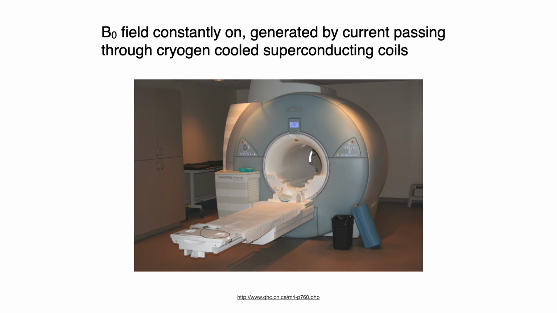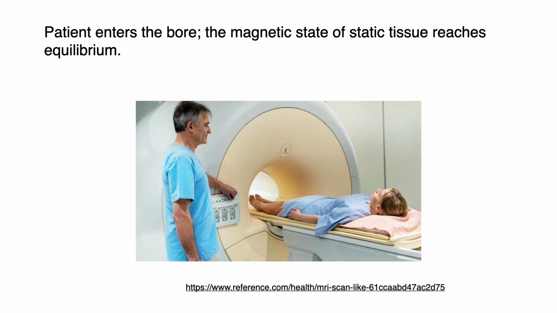The B0 field is constantly on in an MRI machine. It's generated by currents passing through cryogen-cooled superconducting coils that are under the plastic sheath. The patient lies down on the bed, and then the bed moves into the bore. The patient enters the bore, and the magnetic state of static tissues reaches an equilibrium. And this is the alignment with the external magnetic field.